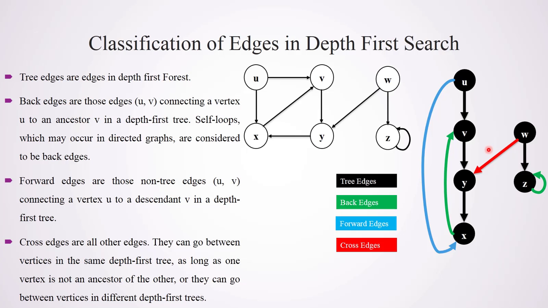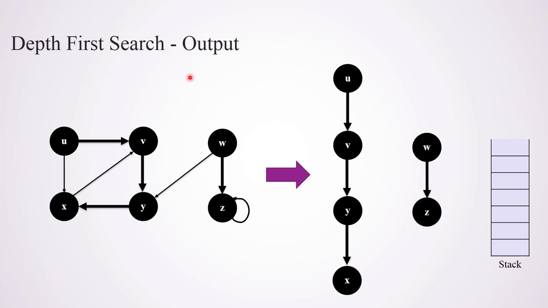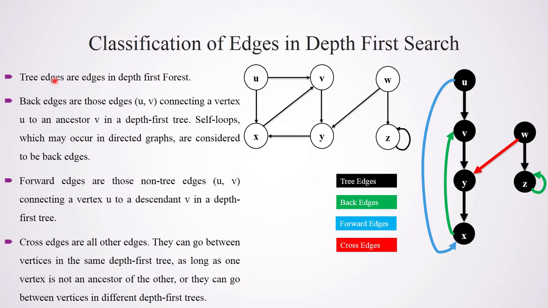But in our depth first forest we have only these darkened black edges. So these darkened black edges are called tree edges, because they are part of the depth first tree. So tree edges are edges in the depth first forest. Here these are the edges in the depth first forest. So those are called tree edges.